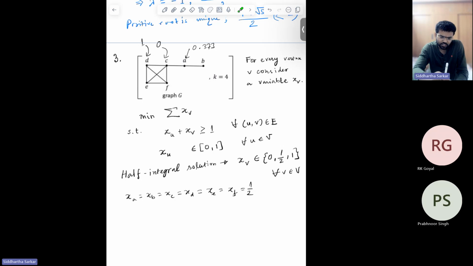Then what's the meaning of taking the value of one vertex as half, like say xc is half and then xf is half? You mean what is the physical meaning? Yes. So at this point, there is no physical meaning, but there are more steps. The first step is to obtain the optimum half integral solution. That is the first step.